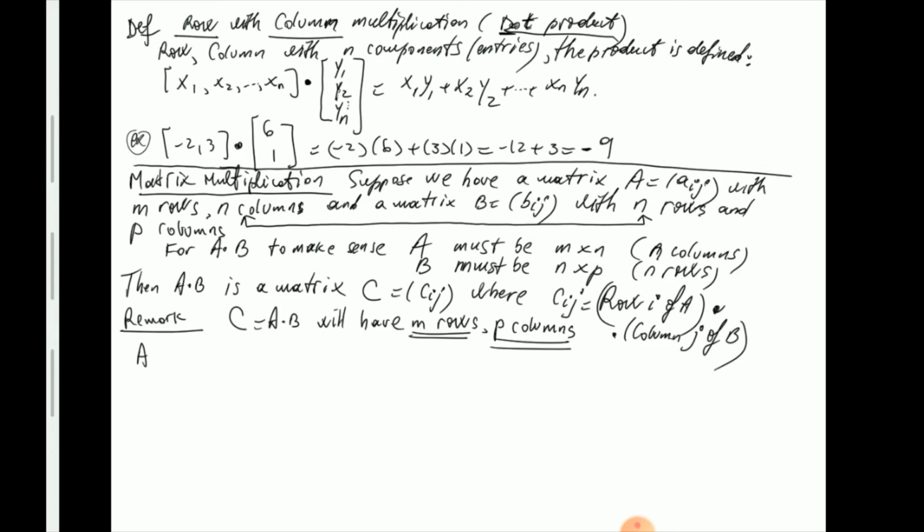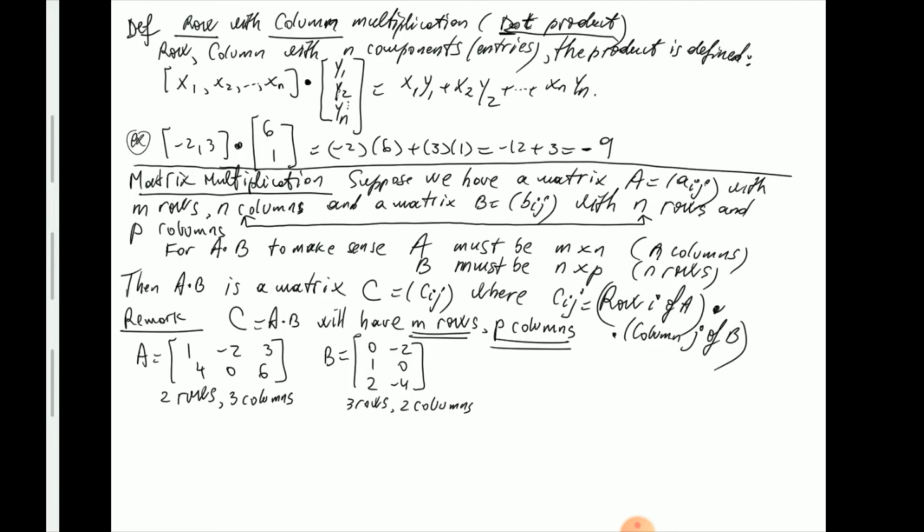So suppose that matrix A is given by 1, minus 2, 3, 4, 0, 6. And then matrix B is given by 0, minus 2, 1, 0, 2, minus 4. So notice A has 2 rows, 3 columns. B has 3 rows, 2 columns. Okay, the number of columns of A coincides with the number of rows of B. We can proceed and find the product. So 1, minus 2, 3, 4, 0, 6 multiplied by 0, minus 2, 1, 0, 2, minus 4.